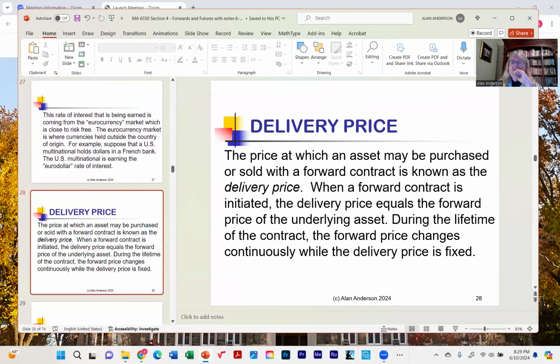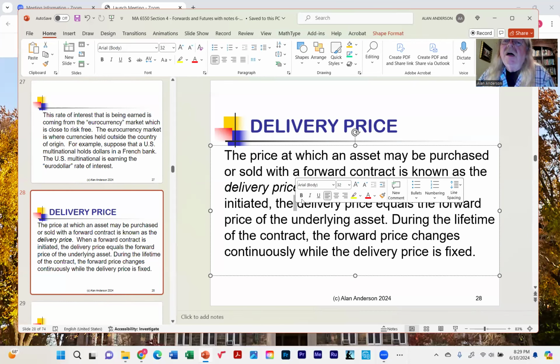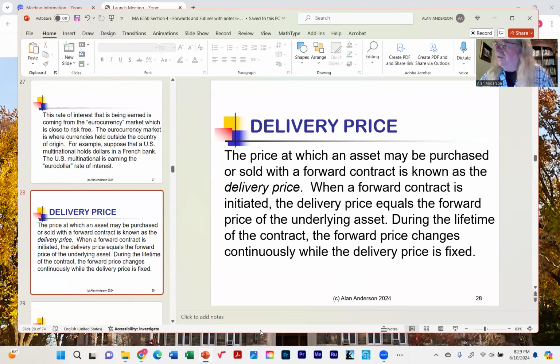All right. Now, with forward contracts, the price at which you agree to buy or sell is often referred to as the delivery price. Okay. So in other words, if I enter into a contract to buy gold at $1,800 an ounce in 6 months, that is known as the delivery price. Now, this is important because that is fixed. It never changes. But the forward price can fluctuate every single day.